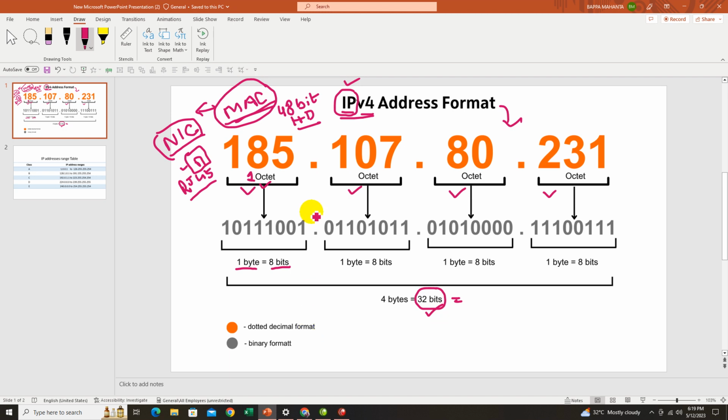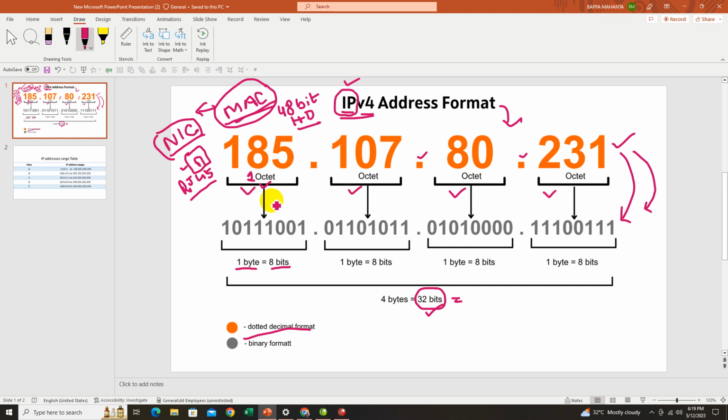Now the format of IP version 4 is dotted decimal. Why dotted decimal? Because the decimal numbers are separated by dots. It has a binary format as well. A computer calculates in binary format, but for us as users it is very difficult to always remember numbers in binary. So we always assign IP addresses in decimal format, and the computer automatically converts this decimal number into binary. We all know that. So this is the IP version 4 structure, remember.